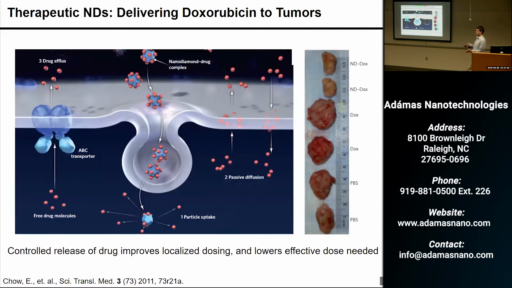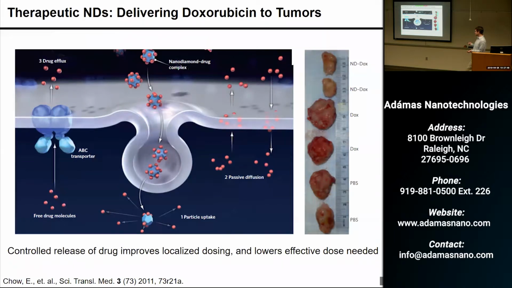So this was a pretty seminal paper using diamonds to target tumors, and this is actually using detonation nanodiamonds, so not fluorescent. What they did was load doxorubicin, which is a chemotherapeutic drug used to treat cancer. And what they found was that loading this drug onto the diamond surface causes a reduction in the tumor growth, right?